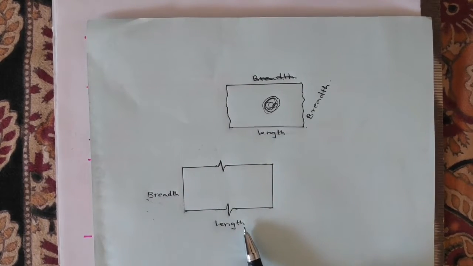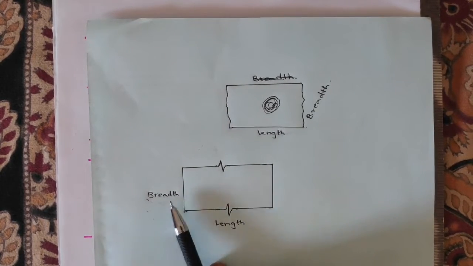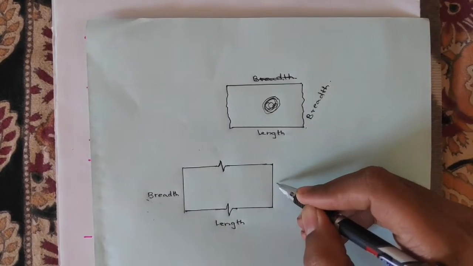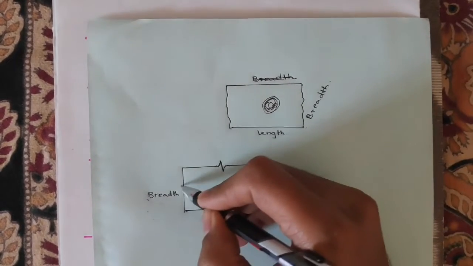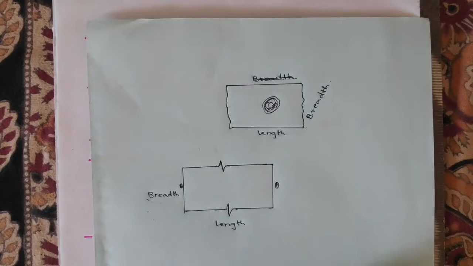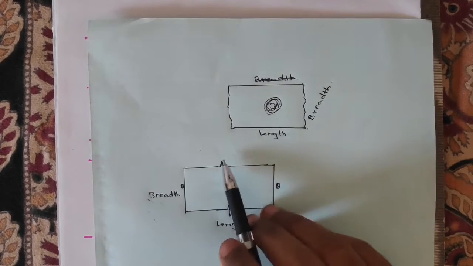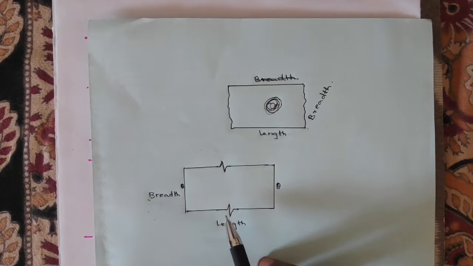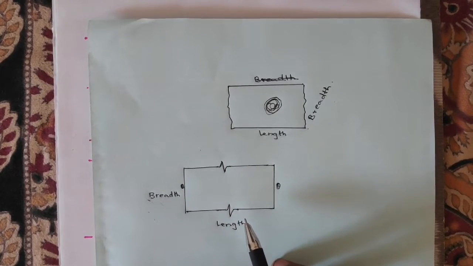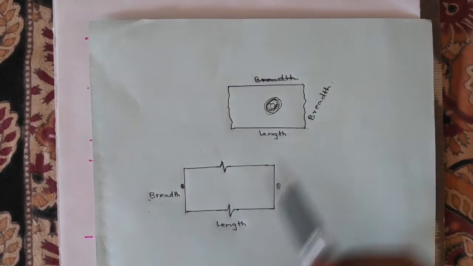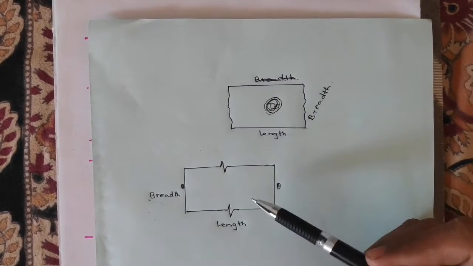Again, when the length is very large compared to its breadth, but you are mostly concerned about the end regions of this rectangular plate and not about the center, we take a continuous thin zigzag line. So you see the difference between the two.